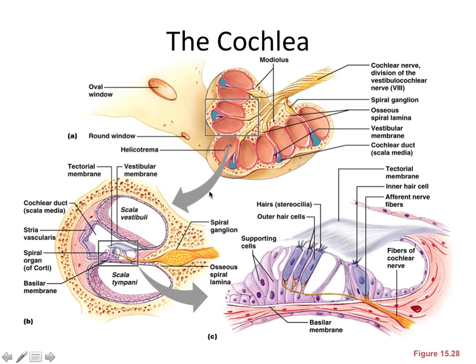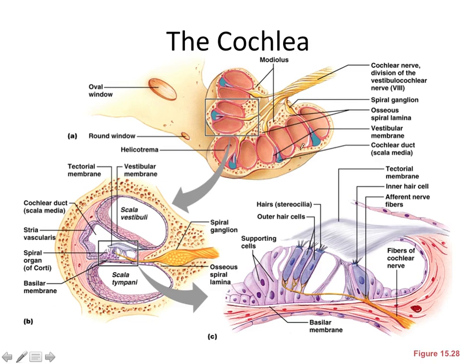So now let's first look at the cochlea. The cochlea is a snail-like structure. If we cut it in half, we can see this is the bony structure. Since it's a snail-like structure, it has spiral ducts.